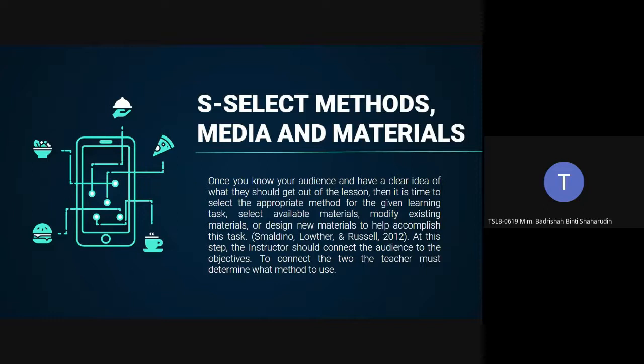So the third S is select methods, media, and materials. Once you know your audience and have a clear idea of what they should get out of the lesson, then it is time to select the appropriate method for the given learning task. Select available materials, modify existing materials, or design new materials to help accomplish this task. This is taken from Smaldino, Lowther, and Russell 2012. At this step, the instructor should connect the audience to the objectives. To connect the two, the teacher must determine what method to use.